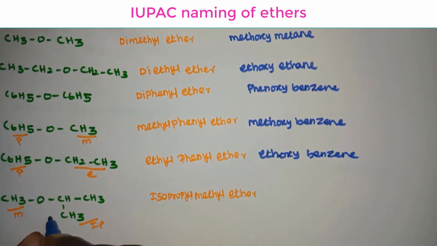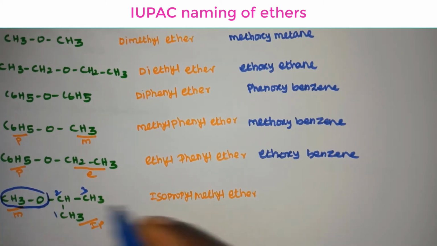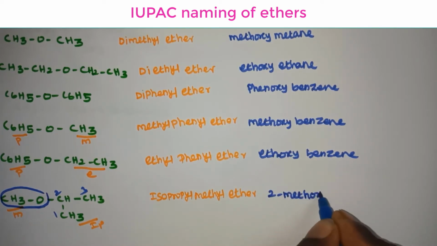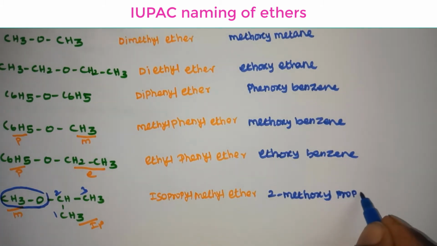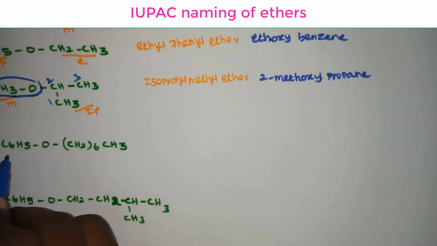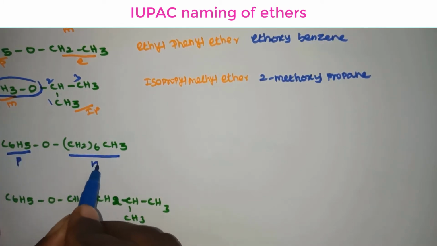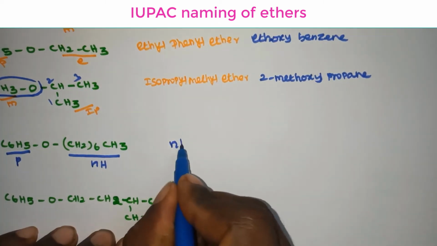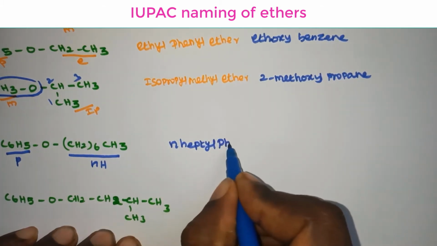Next, counting 1, 2, 3, three carbons are present. At the second position, a methoxy group is present, so 2-methoxy, and three carbons means propane. Next, C6H5 is a phenyl group and this is an n-heptyl group, so the common name of this compound is n-heptyl phenyl ether.